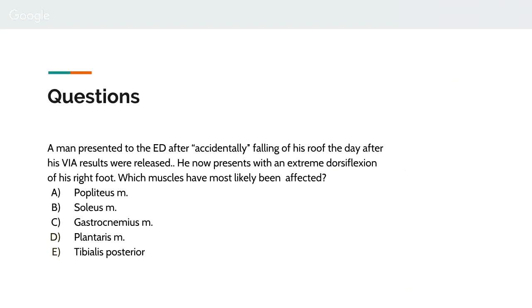Okay, a man presented to the ED after accidentally falling off his roof on the day the bar results were released. He now presents with extreme dorsiflexion of his back foot. Which muscles have been affected? Hint, it's not all of them. It is some of them, though.